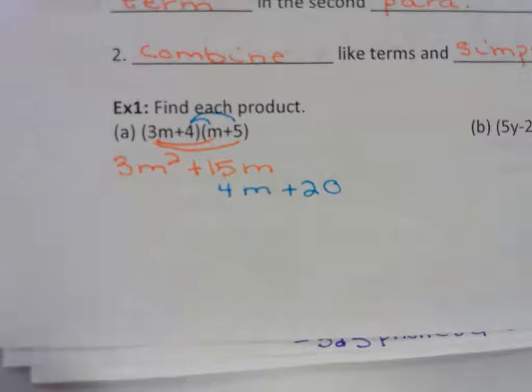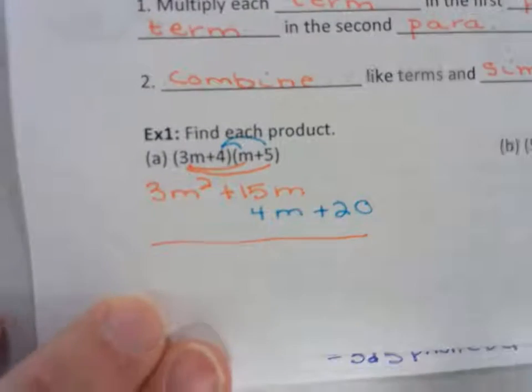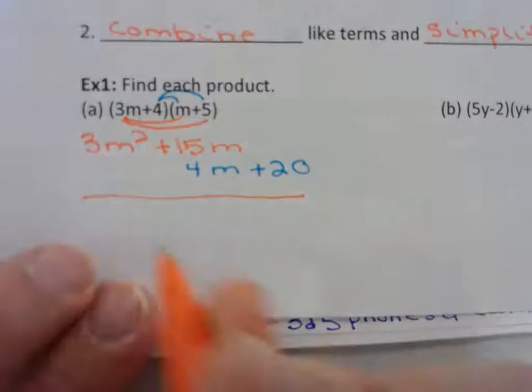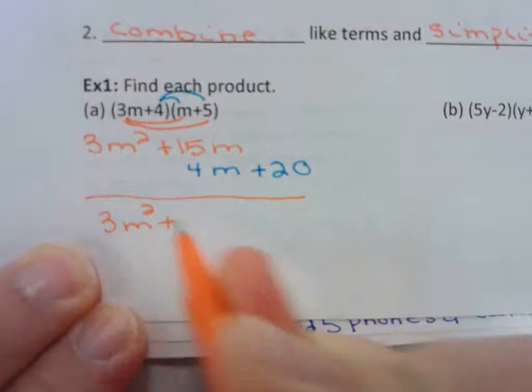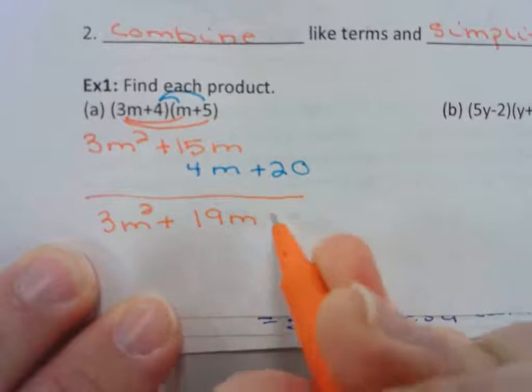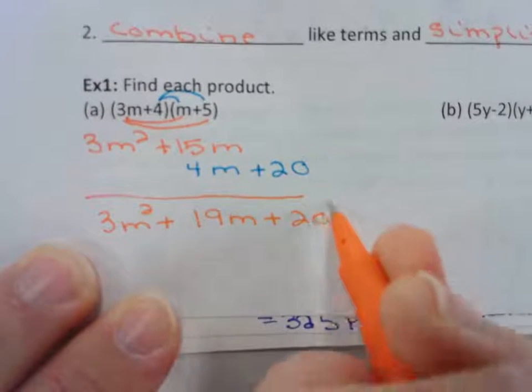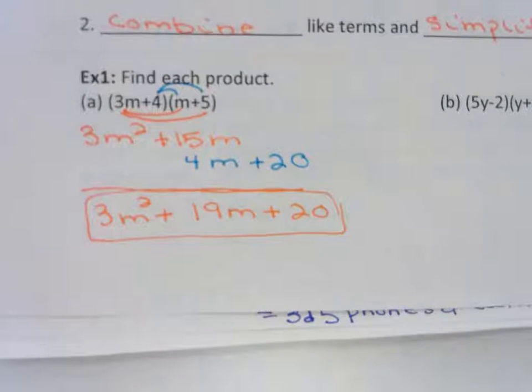Now, the second step, combine like terms. So what things can I combine here? The 15 and the 4, they both have an m. So as I write my final answer, I'm going to have 3m squared plus what? 19m plus 20. And that's my answer. So same sort of idea, except you're going to have to do it multiple times.